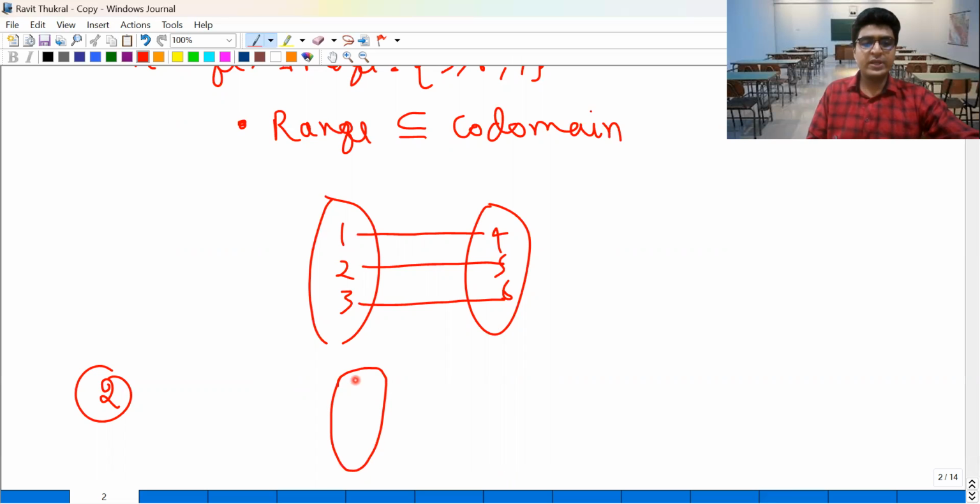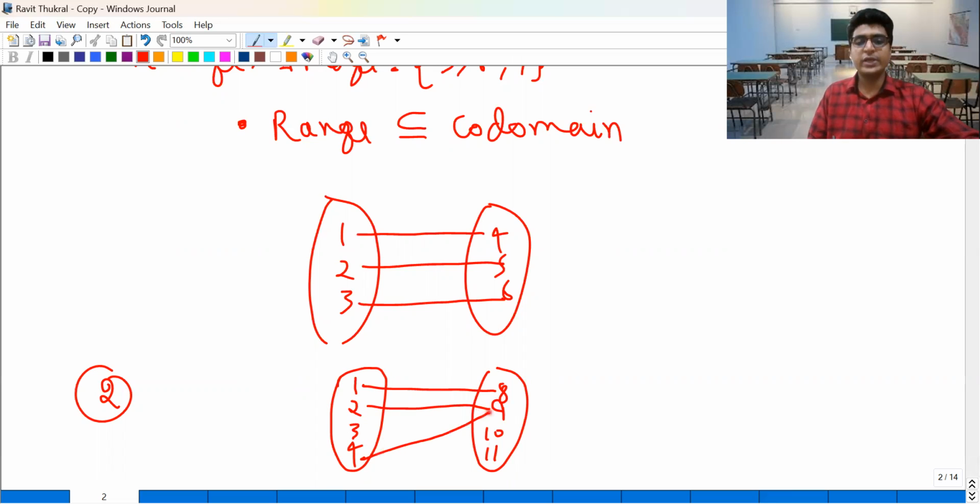So let's say the domain contains 1, 2, 3, and 4, and the codomain contains 8, 9, 10, and 11. And 1 is mapped to 8, 2 is mapped to 9, 4 is mapped to 9. So is it a function? The answer is no, it is not a function, because the definition of a function says that each element in set A should be mapped to exactly one element in set B. But here 3 is not mapped to any of the elements in set B. So that makes it not a function.